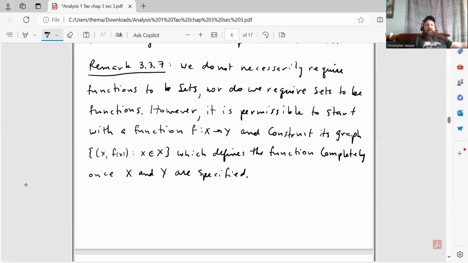But anyway, remark 3.3.7: we don't necessarily require functions to be sets, nor do we require sets to be functions. However, it is permissible to start with a function f from X to Y, and construct its graph, which is a set of ordered pairs, x, f of x, where x is in X, which defines the function completely once X and Y are specified.